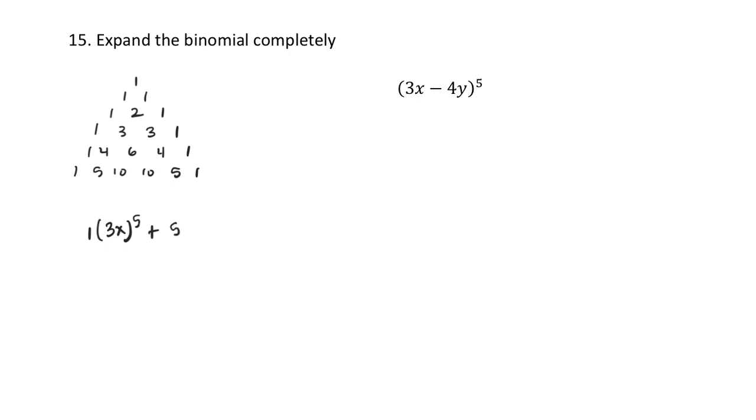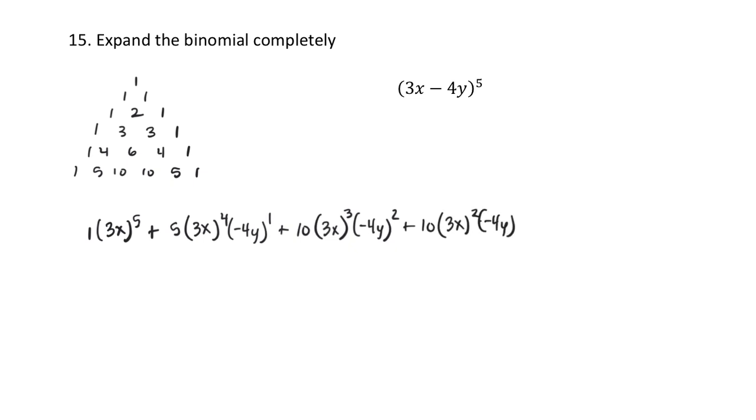The next term has a coefficient of 5, and this time 3x is raised to the fourth power, and -4y is to the first power. The next coefficient is 10, with 3x raised to the third power and -4y to the second power. The next coefficient is 10, with 3x to the second power, now -4y to the third power. Next coefficient is 5, with 3x to the first power and -4y to the fourth power. And finally, we have 1 times -4y to the fifth power.